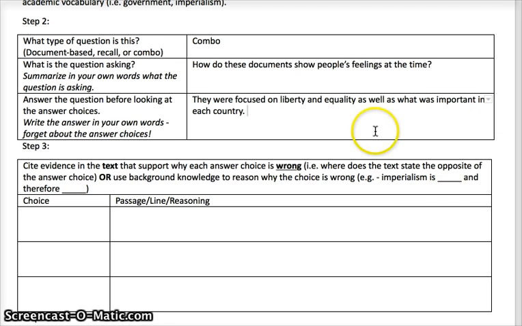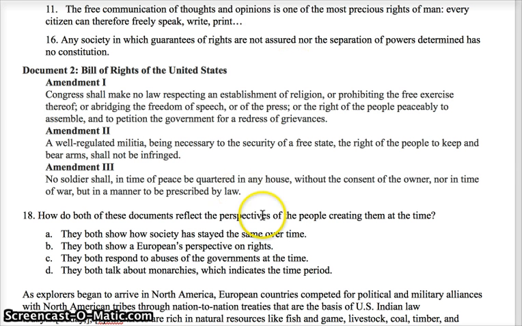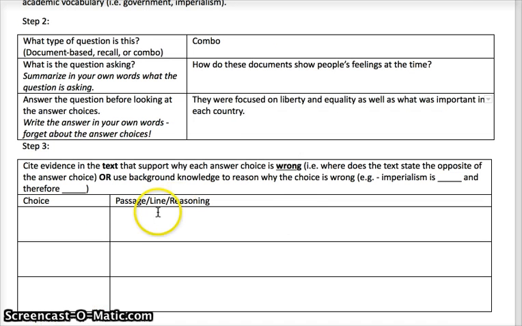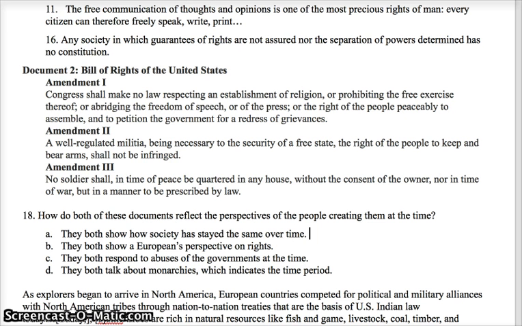Now I'm going to look back at my answer choices and decide which ones are wrong and why they are incorrect. So if I look at answer choice A, it says they both show how society has stayed the same over time. I don't really think society has stayed the same over time because this was 200 years ago and it's not showing a timeline or anything. So I'm going to put it does not show society over a period of time. It only shows that one time period.